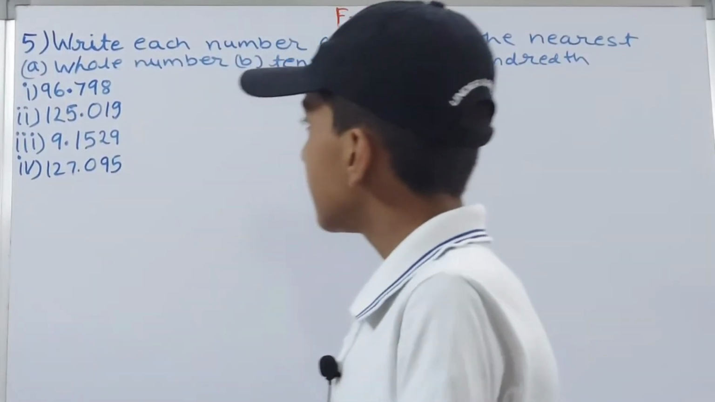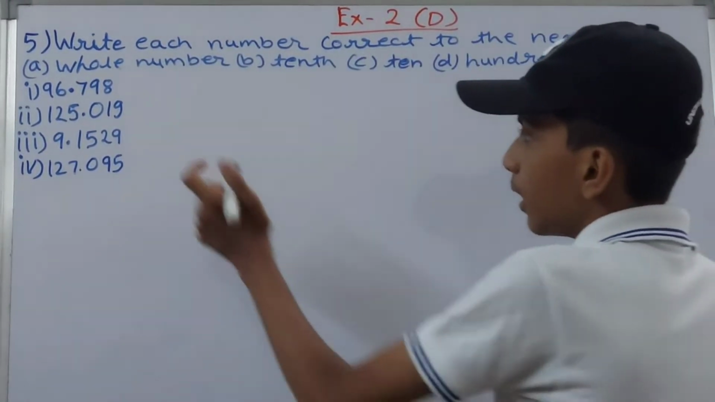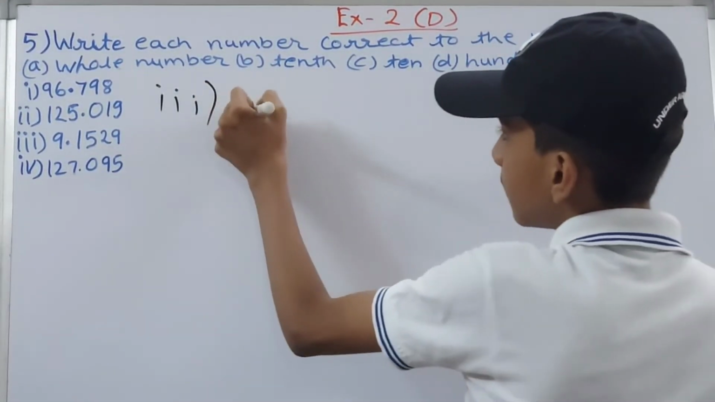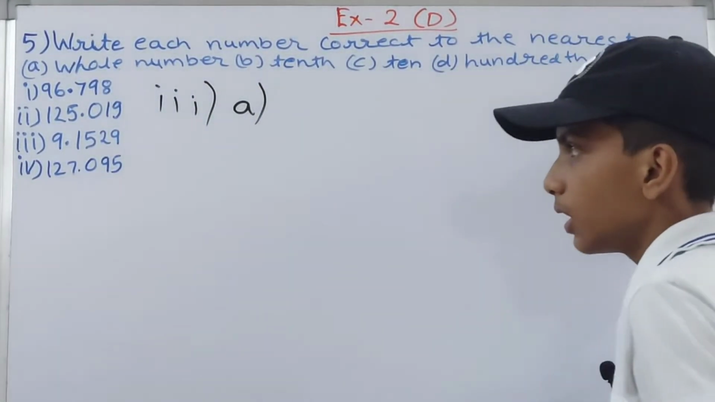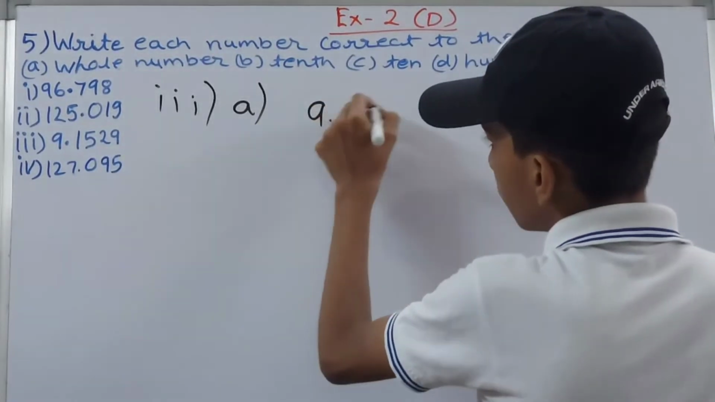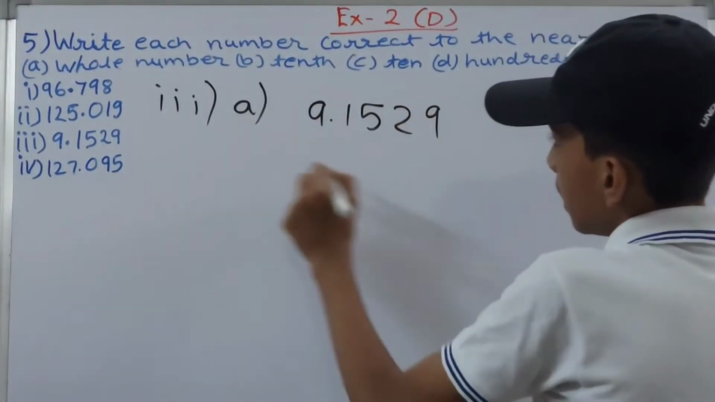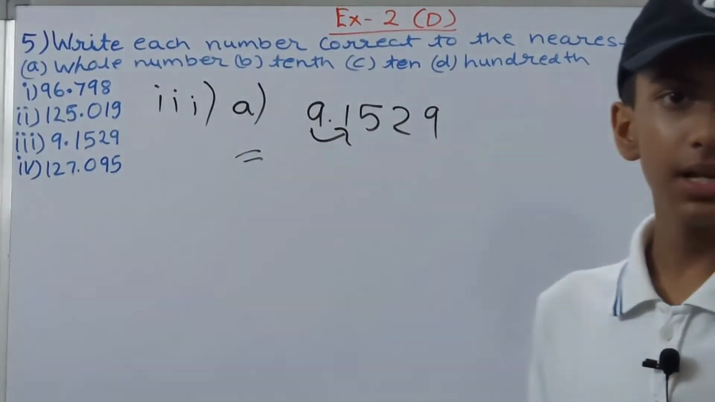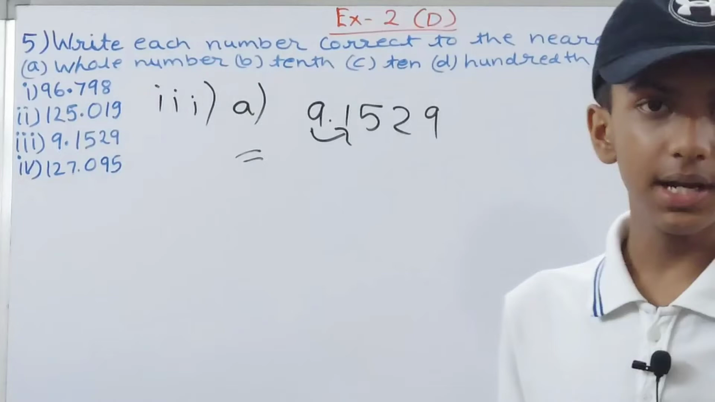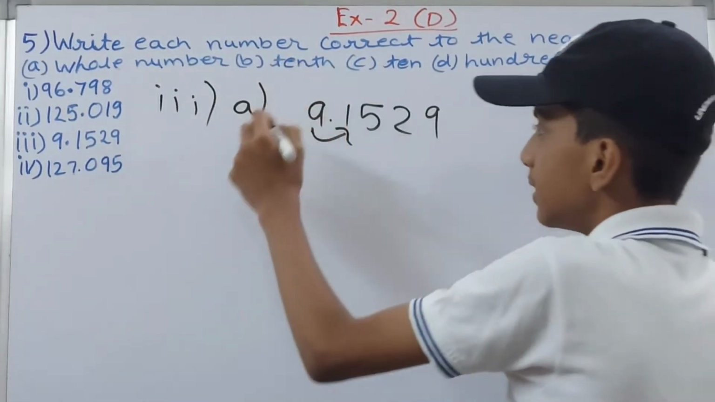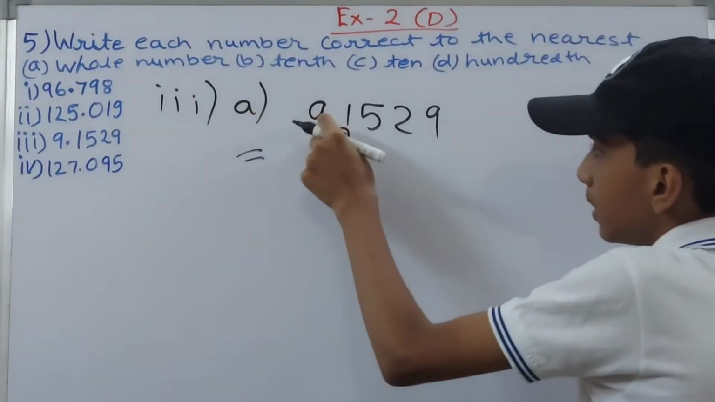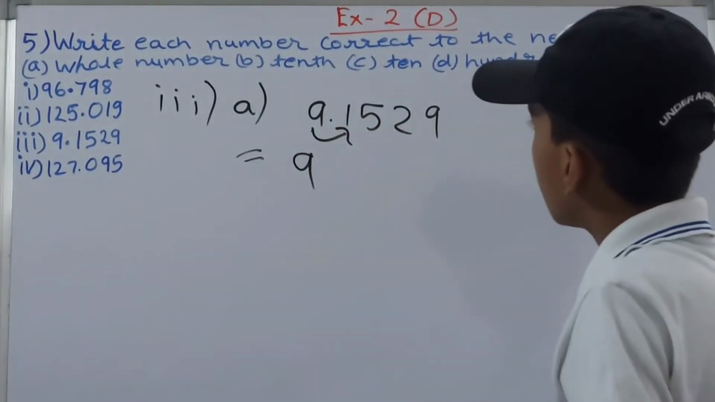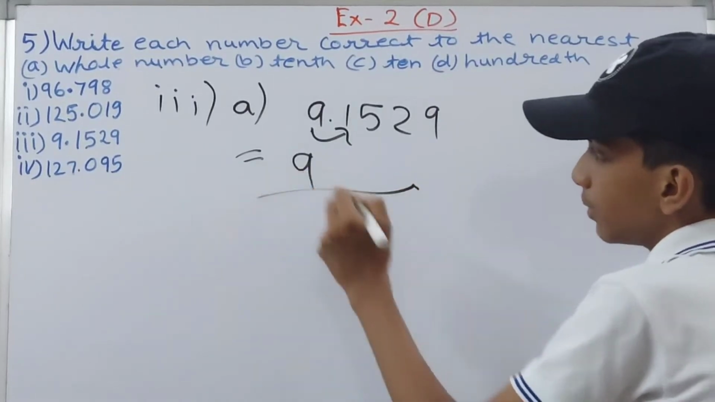Now the next part is C1. This is, sorry, the third one, right? And this is 9.1529. So again, first we'll round it off to the nearest whole number, right? 9.1529. So we take the digit at the ones place, to its right we have 1. 1 is less than 5, right? So we will do what? We will see that 9 here is going to be 9 only, right? As it is, and the rest of this 0.1529 will be dropped. So we get 9 only over here.